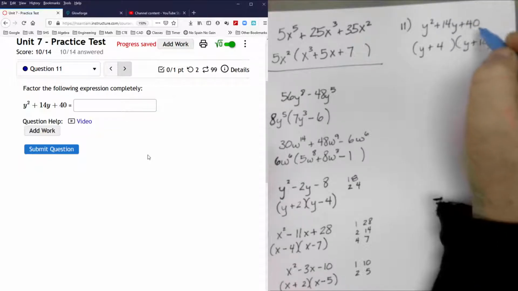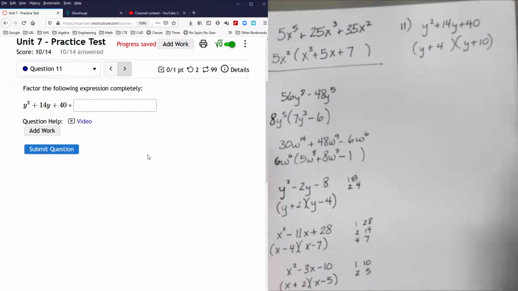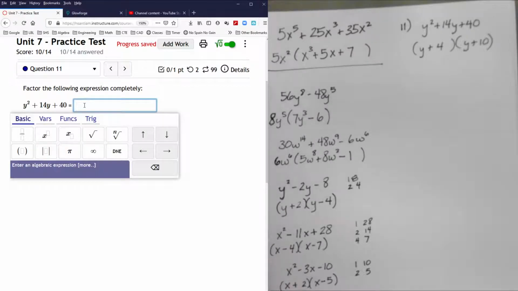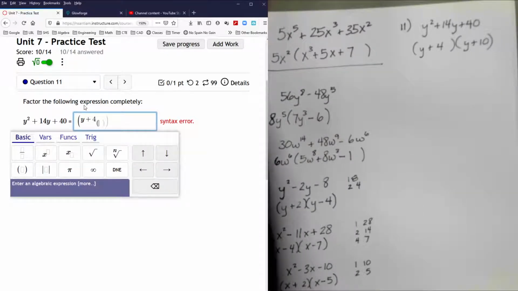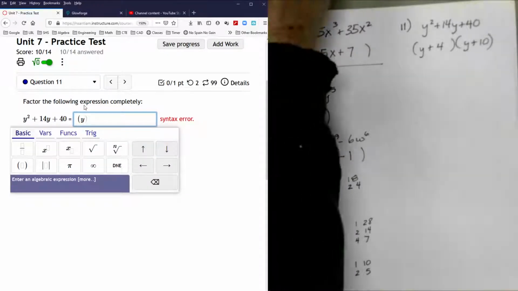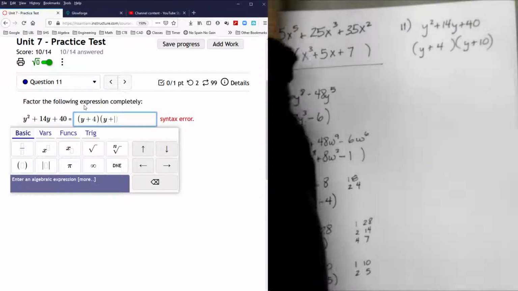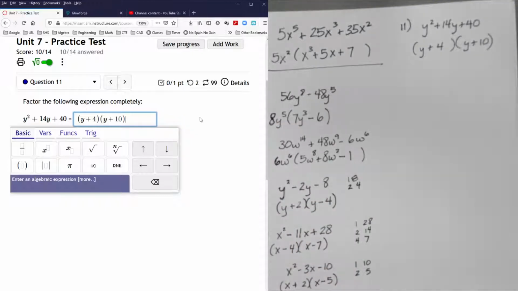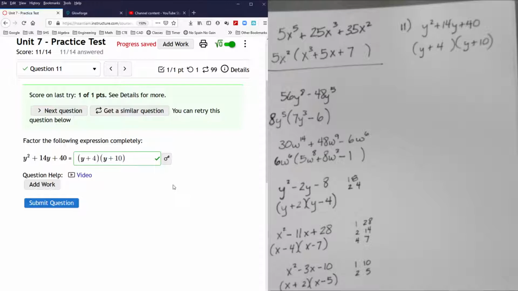And again, if you didn't see that automatically, you can just list out all the factors of 40, 1 and 40, 2 and 20, 4 and 10, 5 and 8, and see which one works. So y plus 4, y plus 10. The right variable, I think that works.